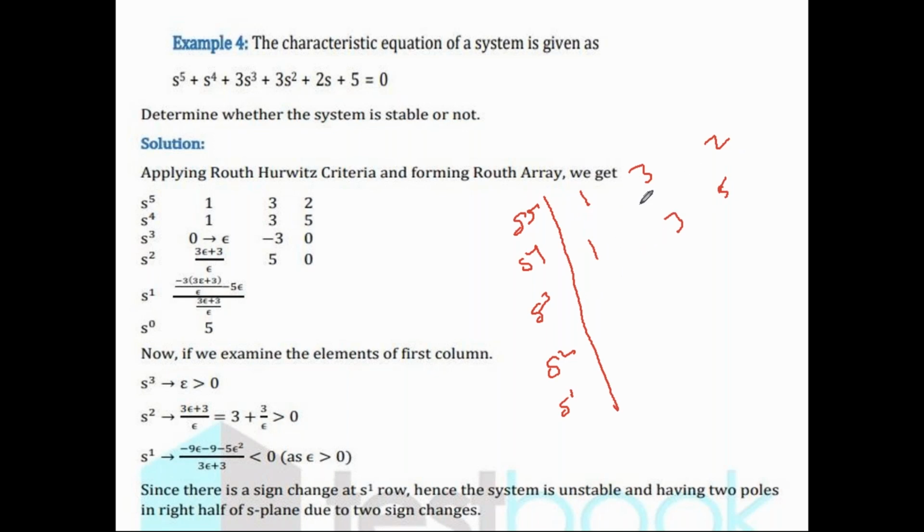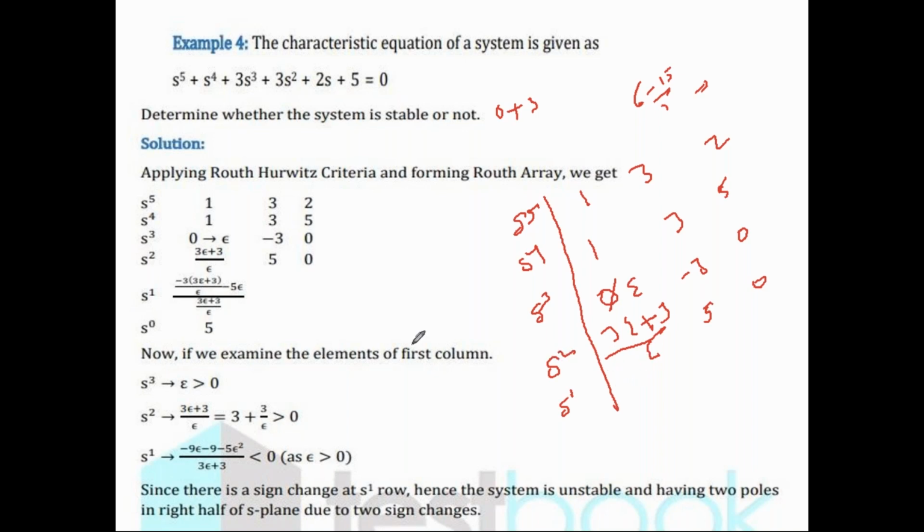For the third row we apply 3 minus 3 divided by 1, so you will get 0. 3 times 2 is 6 minus 15 divided by 3, so 9 by 3 minus 3 you will get, and 0 here. And so 0 into 3 is 0 plus 3, divided by 0, so you will get infinity here. That's why I am going to replace 0 by epsilon. So you get 3 epsilon plus 3 divided by epsilon, and here 5 and 0.